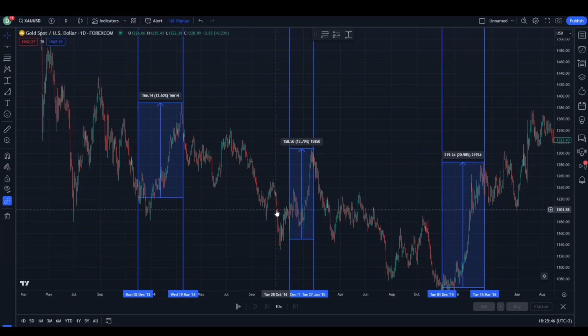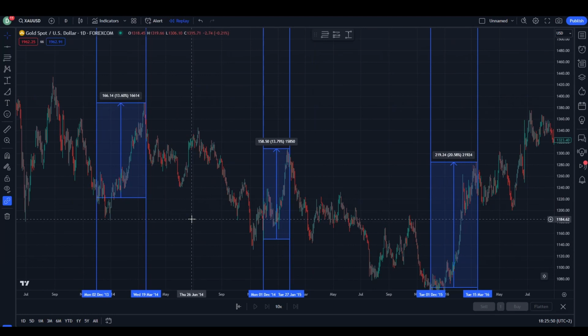The next one happened between the beginning of December 2014 and the end of January 2015. Over here, the movement started from 1,150 and went all the way up to 1,310. The increase was about $160, close to 14%. Here the price went straight up, corrected a bit, but didn't go into the negative, and then went higher.